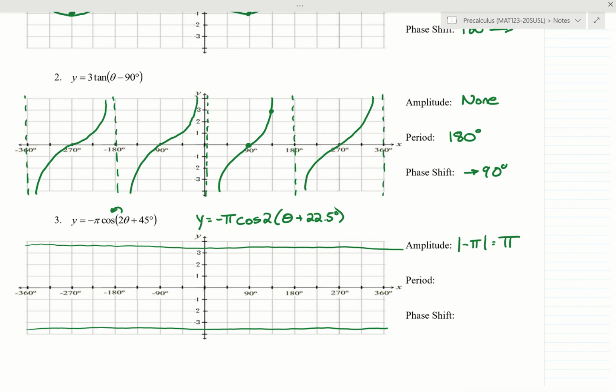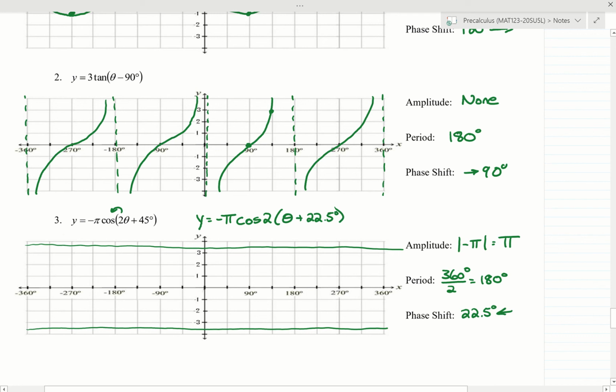Okay, now as far as the period, the normal period of cosine is 360. Divided by 2 is 180, so it'll repeat every 180 degrees. And then our phase shift is going to be 22.5 degrees to the left.